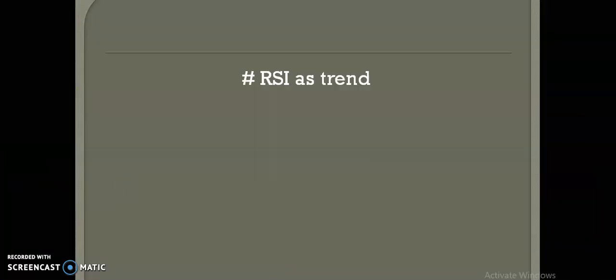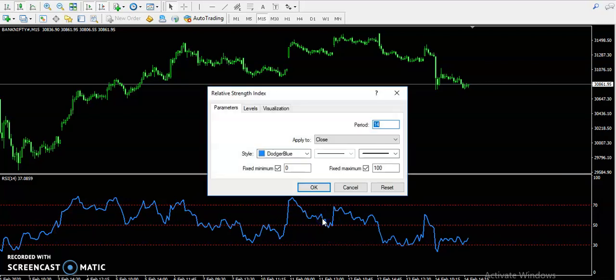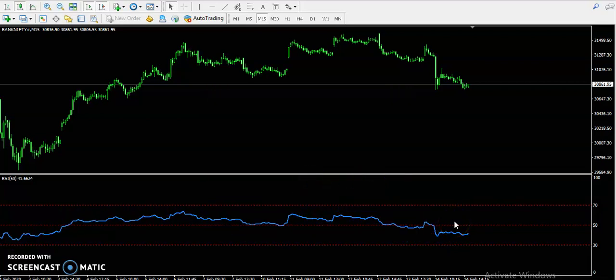Next, RSI as a trend. Basically we use RSI to find out the trend. Here you can see I'm using a 14 period. Now I'm going to change this period from 14 to 50, so here I use another level. You can see here that is 50. So when the RSI line is above this 50 zone, the trend is up. Next, here you can see the RSI line just crossed the 50 level and is staying below this 50 line, which means from this area the trend is running in a downtrend.